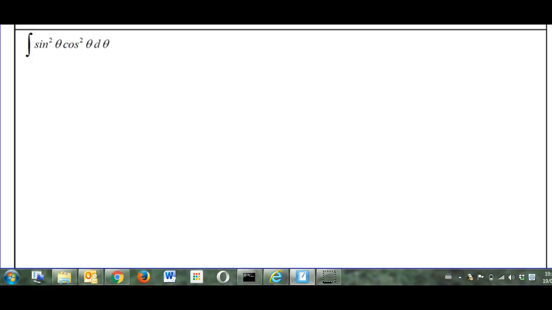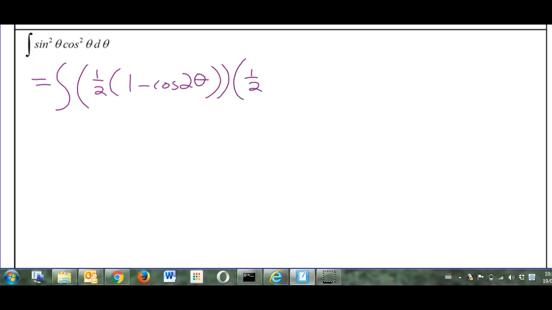What we're going to do with that is, again, all I have is an even power. If that was sine cubed, I'd write it as sine theta, sine squared theta, replace the sine squared with 1 minus cos squared, etc., and away we go. Here, we have 2 things which are squared. So the integral of, sine squared gets replaced by 1/2 of 1 minus cos 2 theta, and cos squared gets replaced by 1/2 of 1 plus cos 2 theta, d theta.